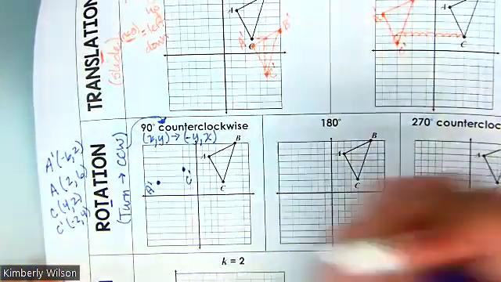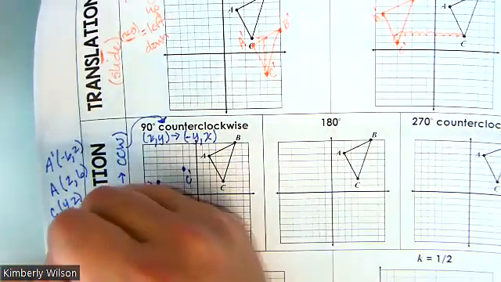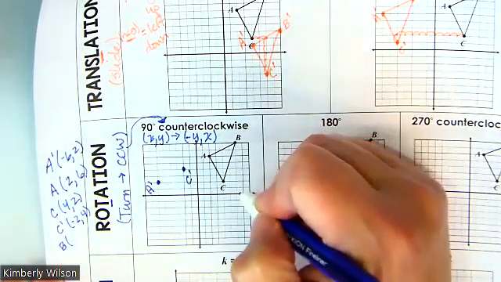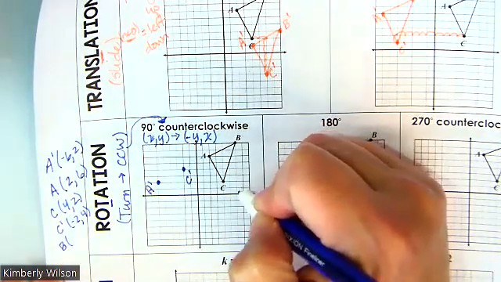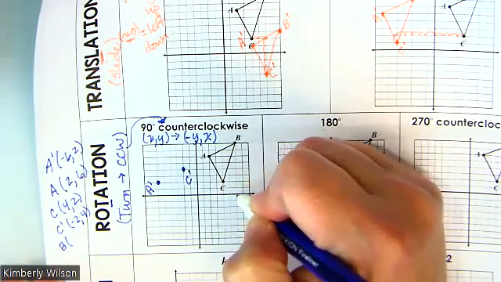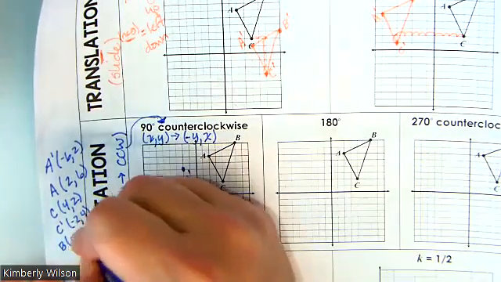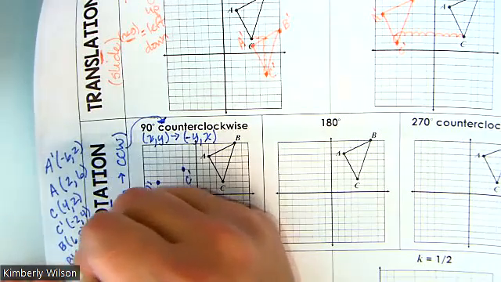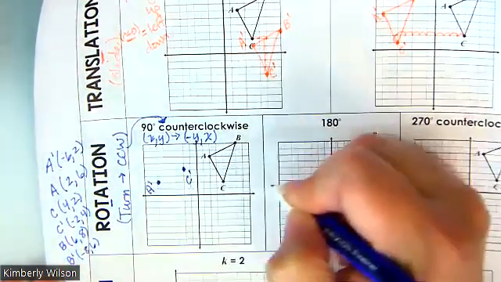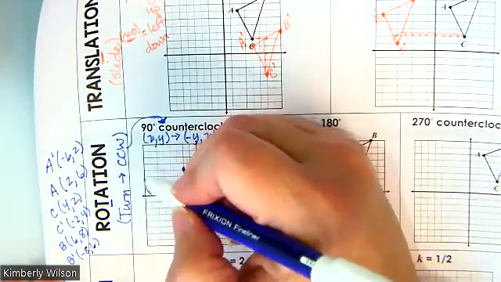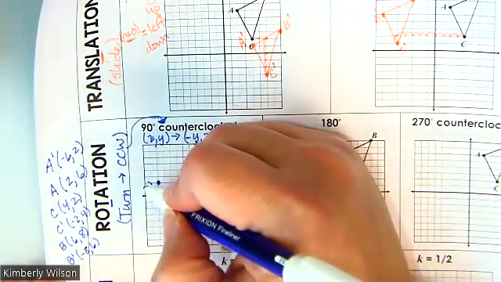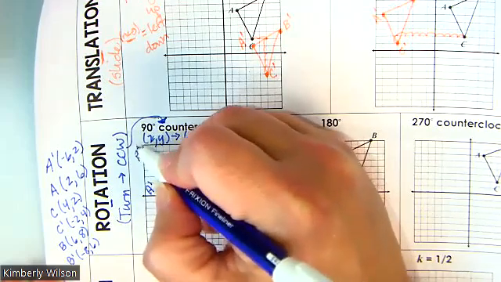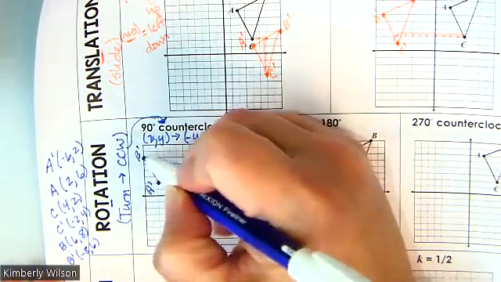B is at 2, 4, 6, 8. So this is going to be -8, 6. 2, 4, 6. There's B prime.